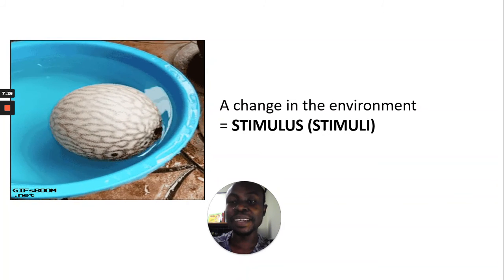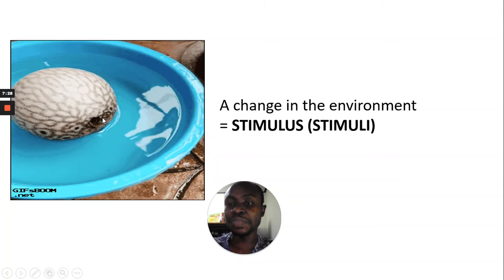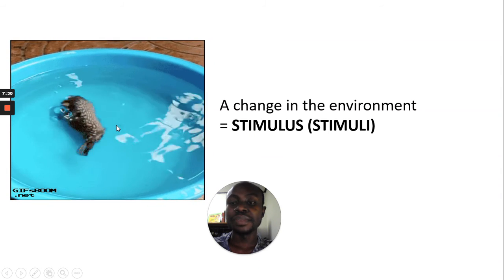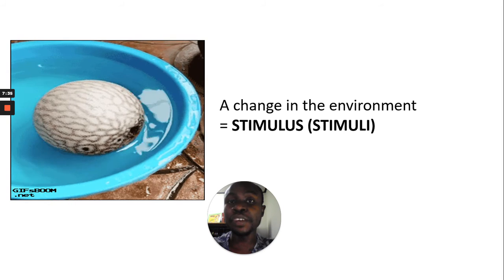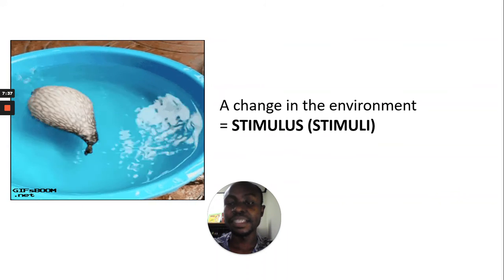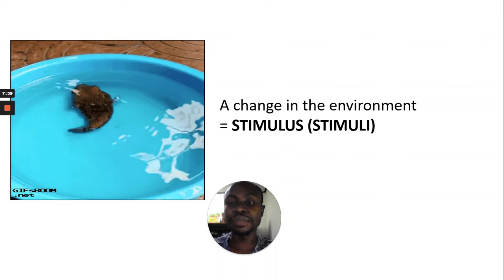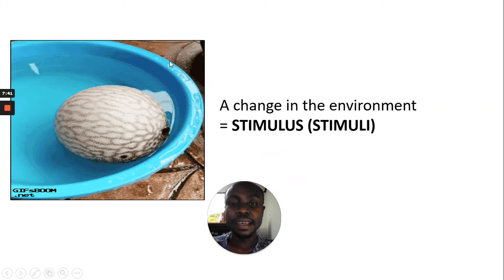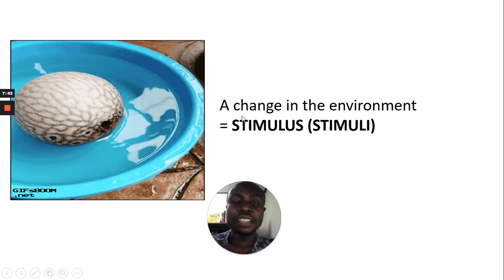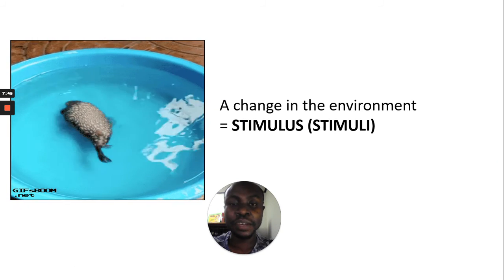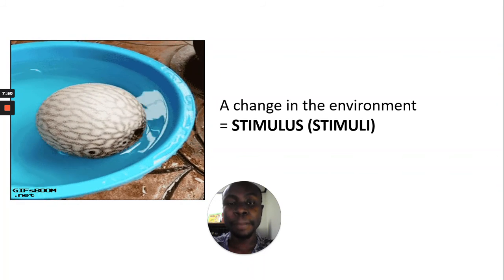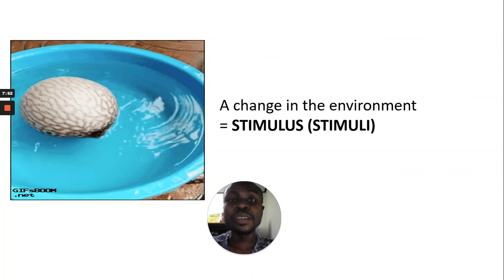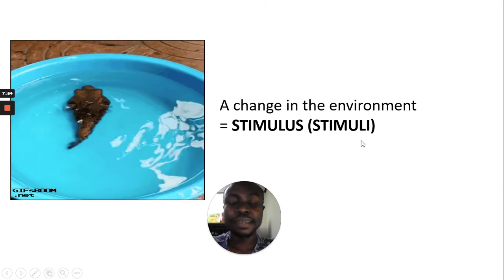One more example is this fish. When you try to catch the fish, it's going to blow up and get bigger and make it difficult to catch. It will respond to you. And when there is a change in the environment, we call this change a stimulus in biology. It's a stimulus. And when we have more than one, we say stimuli.